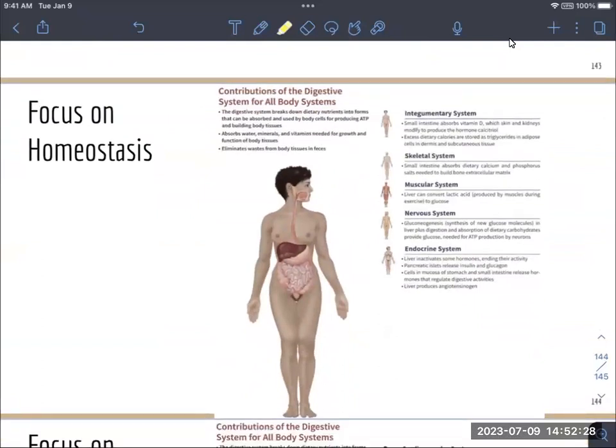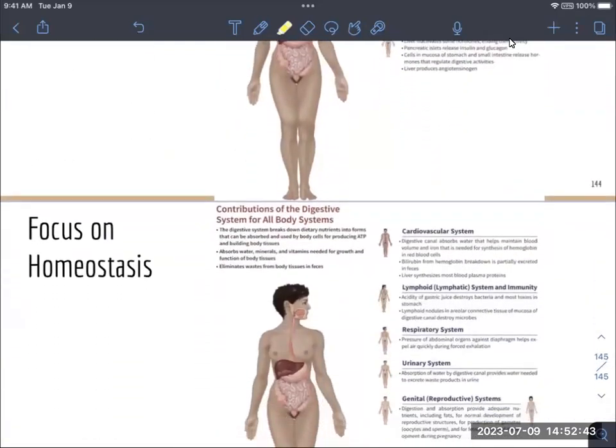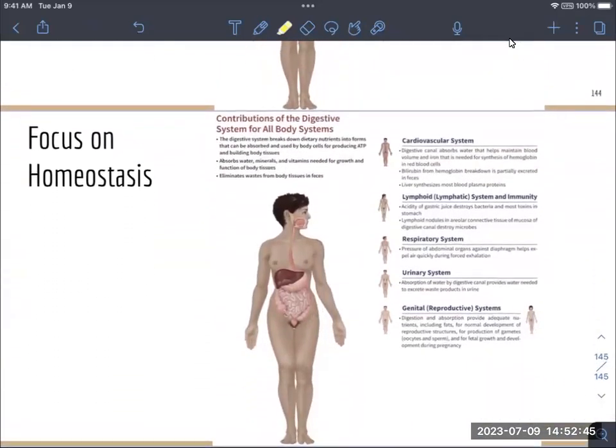So homeostasis is everything in the digestive system, because we're taking in all of our nutrients. We're taking back in all of our water that is secreted out. So this is going to, again, affect every single system in the body. We're eliminating wastes. So this is affecting every single system in our body. And this is everything on the digestive system.